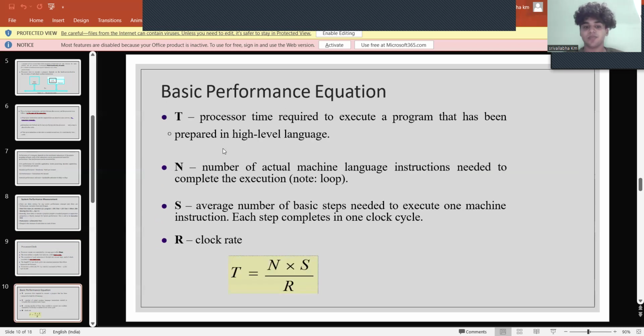Basic performance equation. The basic performance equation is given by T equal to N into S by R, where T is the processor time required to execute a program that has been prepared in a high level language. Here T is the time required to execute a program which has been prepared in high level language.